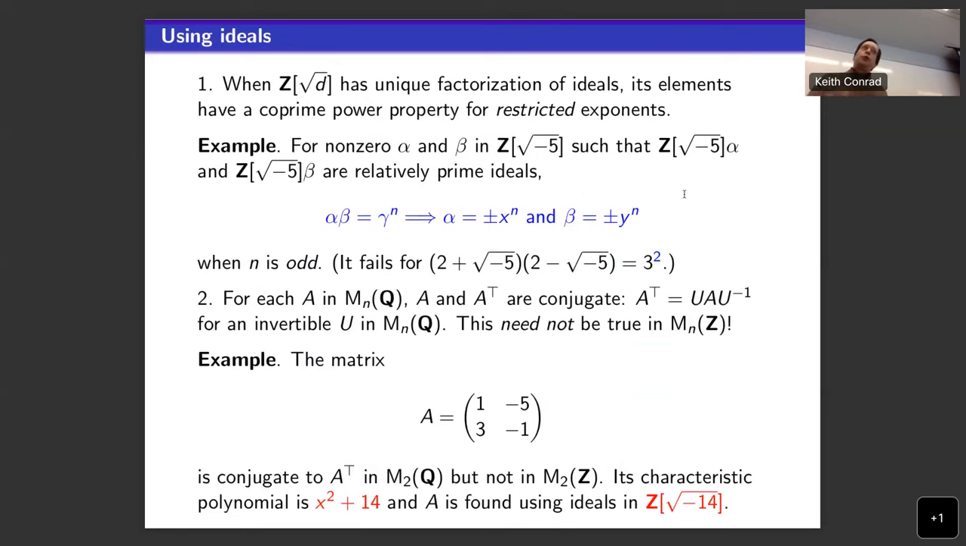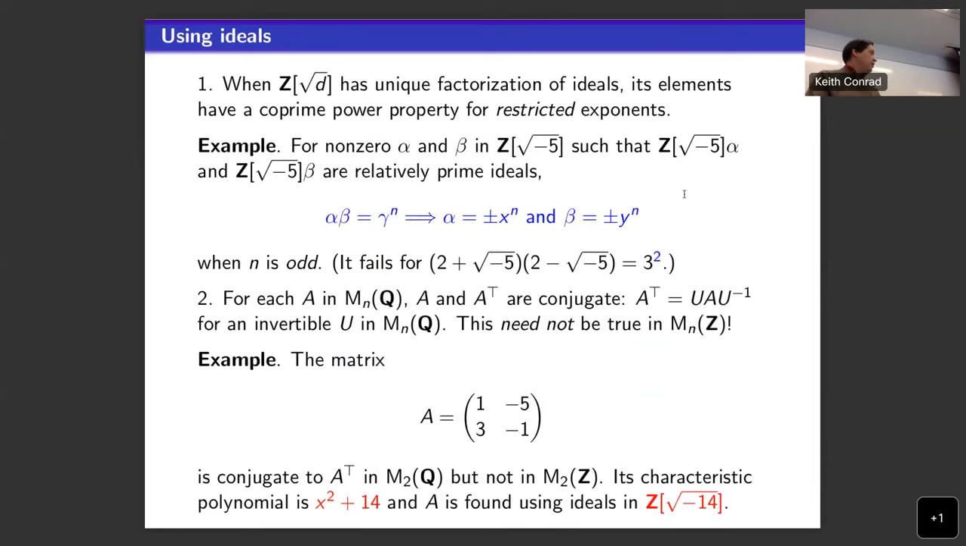So we don't get the full coprime power property, but we do get it for odd powers. And we did already see an example where it breaks for exponent 2. So it doesn't always hold, but we can use ideals to show that the element-wise coprime power property does hold for odd exponents n.